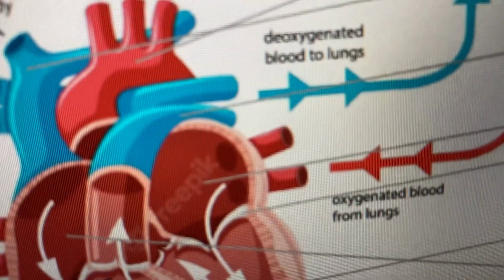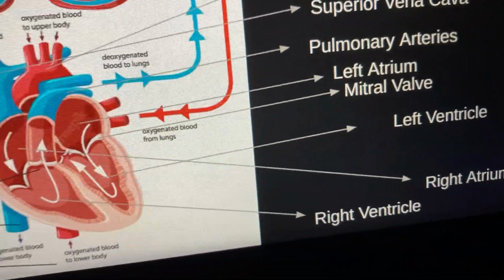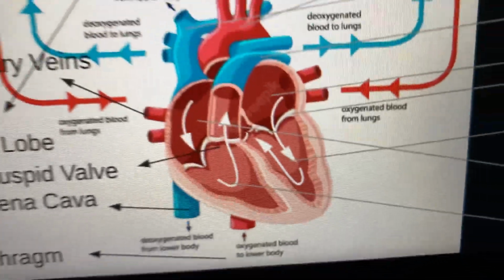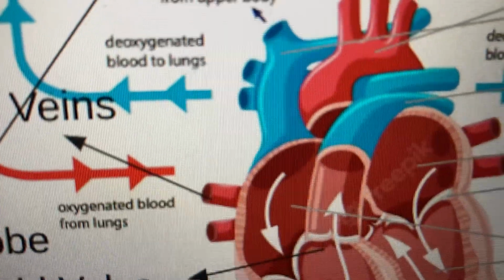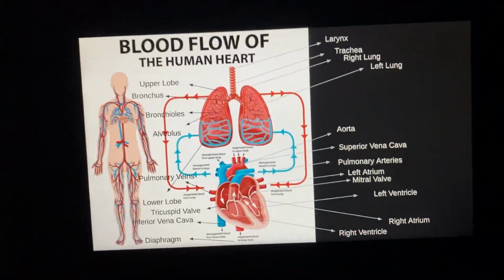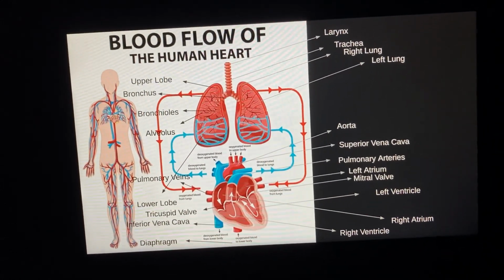And that is the left atrium. This is the left ventricle down there. Down here is the right ventricle and the right atrium. And yeah, that's all the parts there.